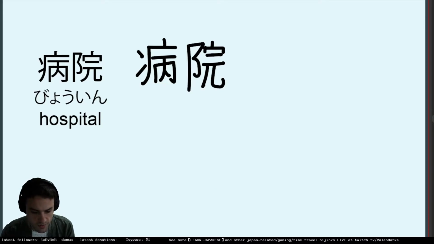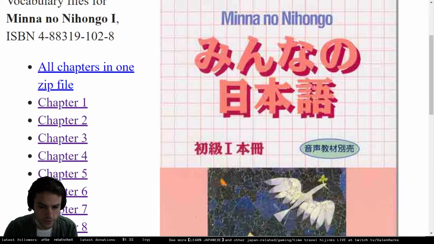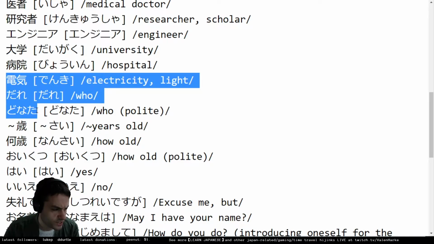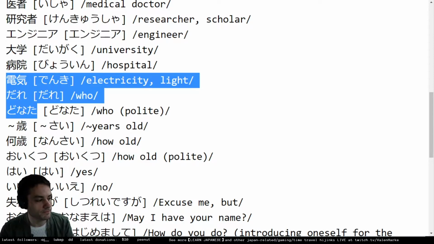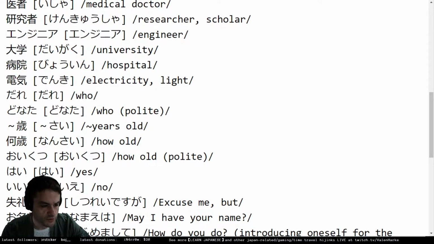And what else we got on there, you know? We got some more. We've got denki and dare and donata as well, and I do want to go over those pretty soon, but maybe I think we were probably going to do those next time because I want to go over some structural points, kind of grammar points before we close out today. So we've gone over daigaku, we've gone over byouin today, and we've also gone over daisuki.